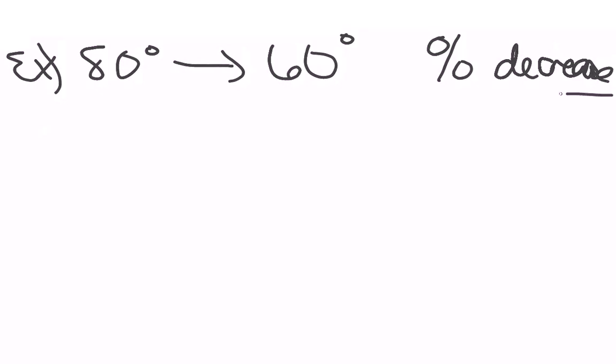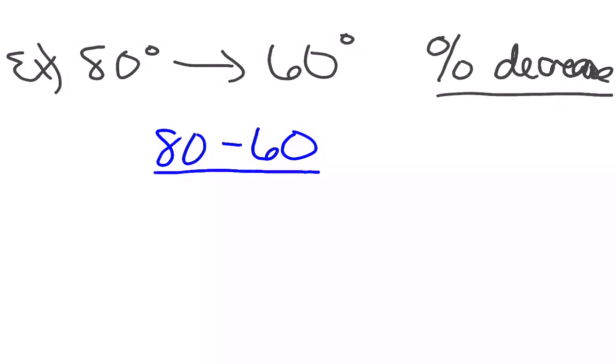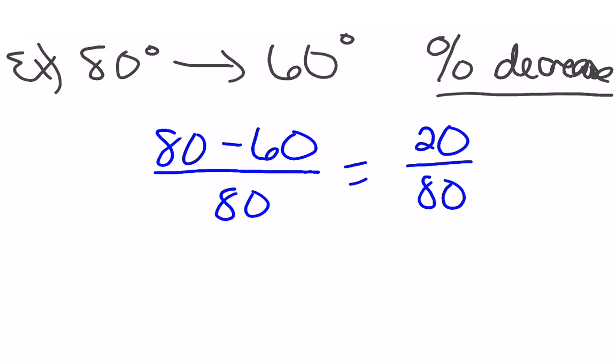Anytime we're looking for a percent decrease or percent increase, it follows the same pattern. Our first step is to find the difference between the two items, in this case temperatures. So we're going to do 80 minus 60, and then we divide it by the original. When it says it dropped from 80 degrees to 60 degrees, that means 80 was the start. So on the top, we subtract first. 80 minus 60 is 20, and then we do 20 divided by 80.